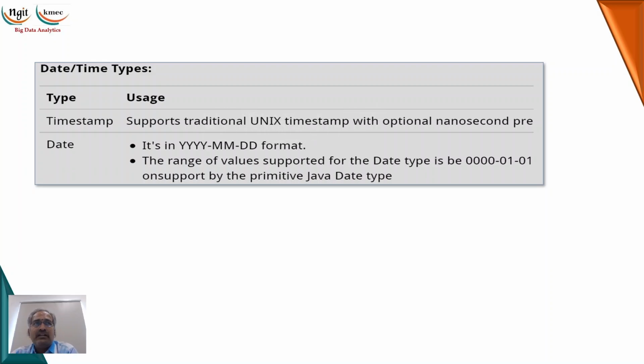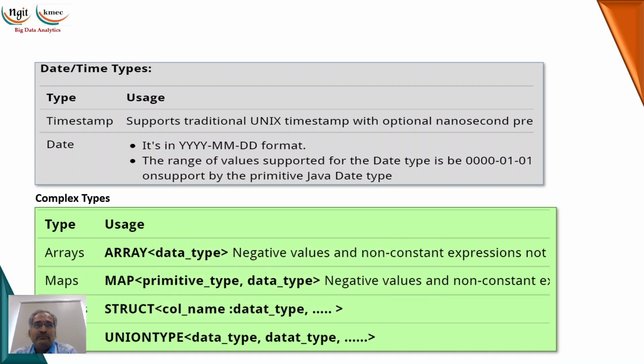And then date time data types are also there. Timestamp is a data type, date is also another data type. These are the two date time data types available. And of course, the date format will also be there: YYYYMMDD, that is year in 4 digits, 2 digits month, and 2 digits date. And the complex data types are also there.